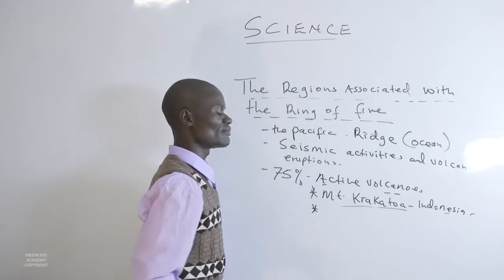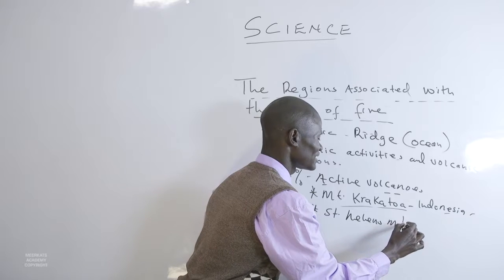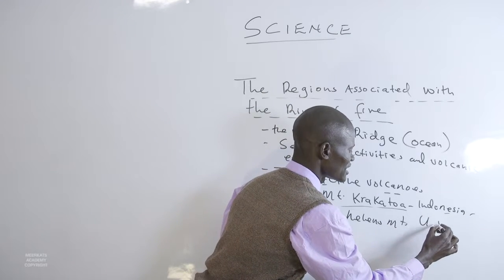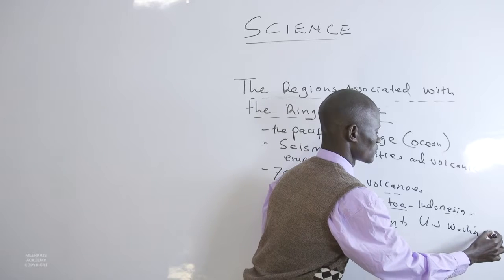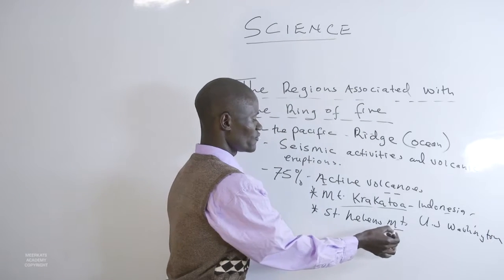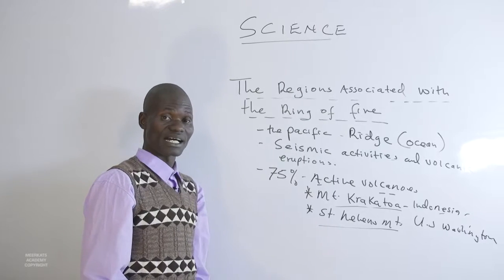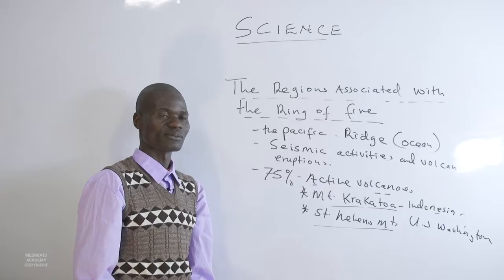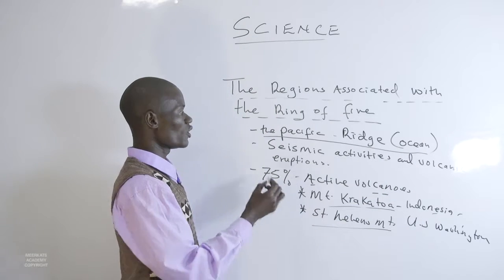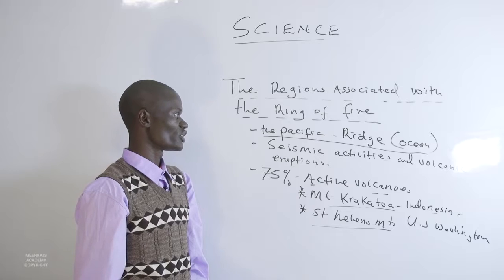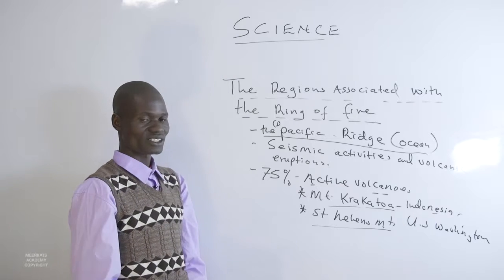We also have another active mountain, like Mount St. Helens, which is found in the United States, in Washington. If we associate these mountains, where are we linking them? Some of the active volcanoes in the world, where are we linking them? You will discover that they are linked with the Pacific Ocean, that is the mid-ocean ridge, which is the Pacific Ridge. You can also call it the Pacific Ocean.